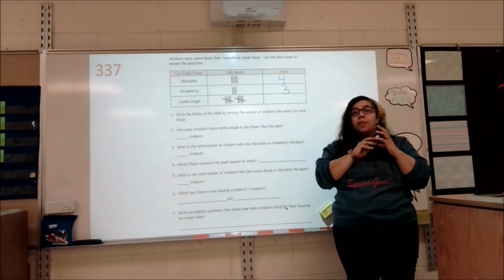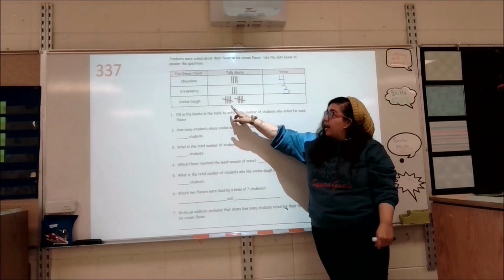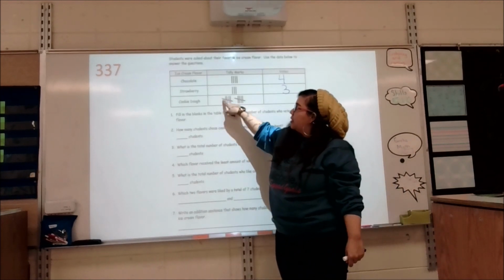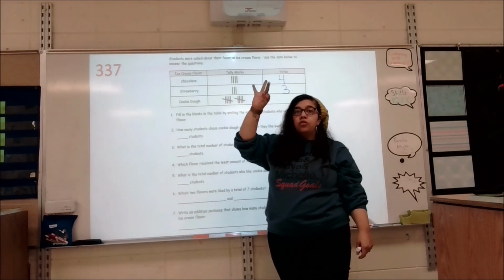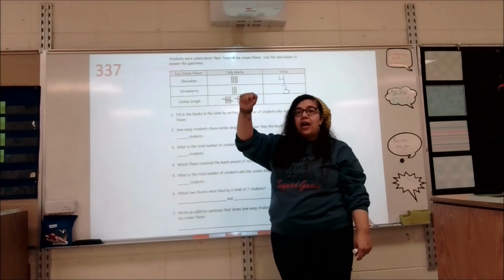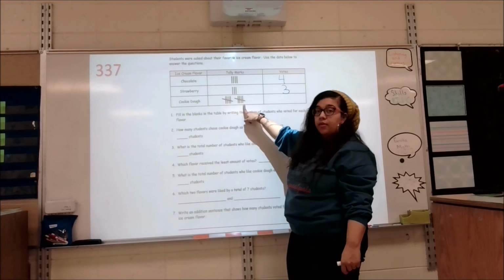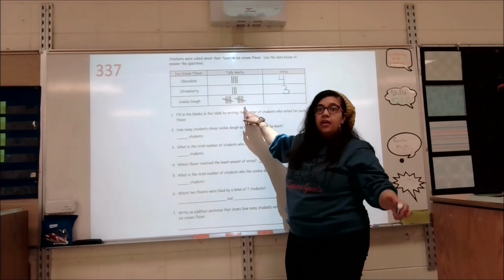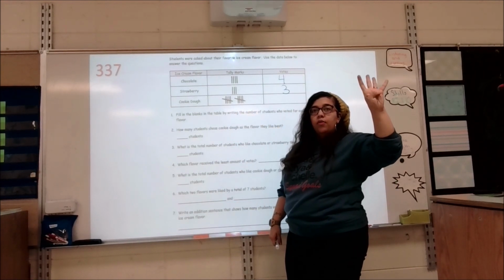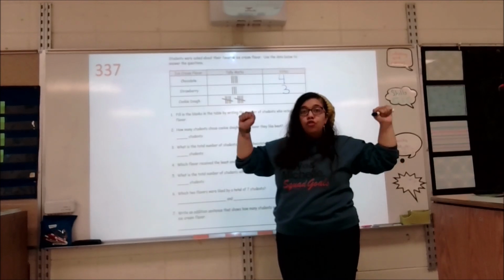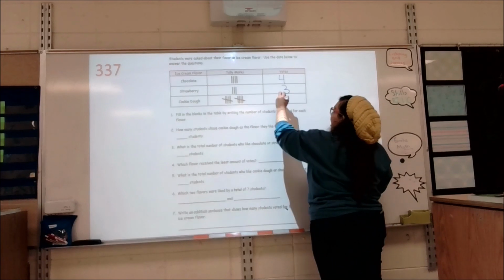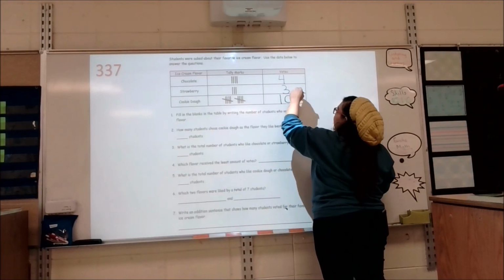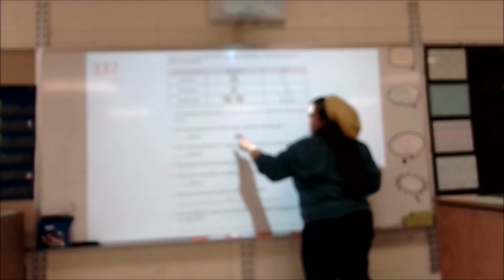Okay, now, what about cookie dough? What did we just learn about tally mark grouping? How many votes is this set right here? 5, because it goes 1, 2, 3, 4, 5, making a group of 5. And then how many more like cookie dough? 1, 2, 3, 4, 5. So 2 groups of 5 is 10. There were 10 votes for cookie dough.